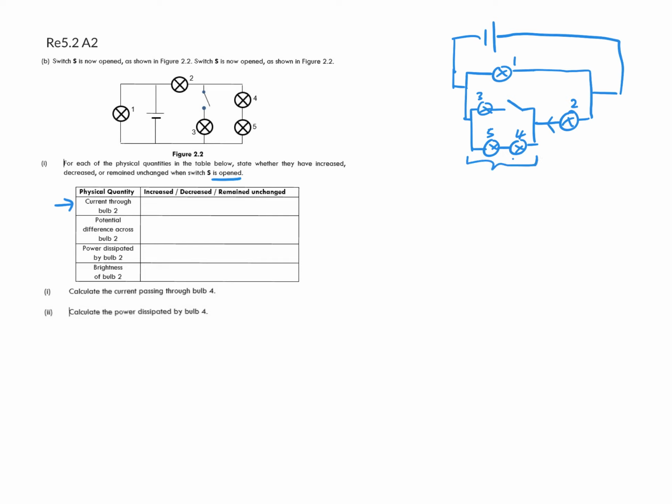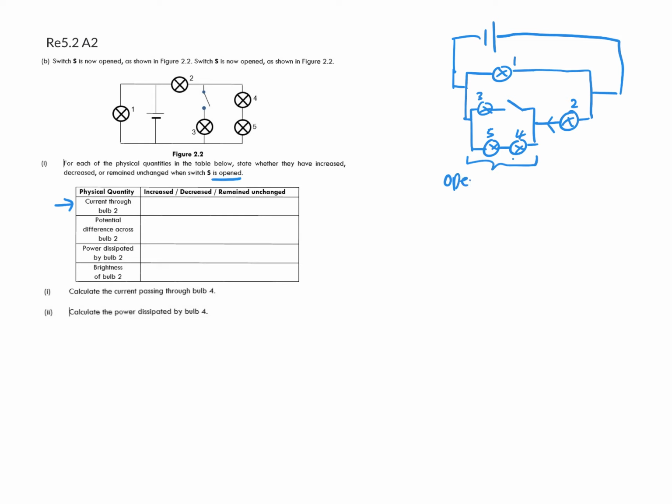Now, we all know the premise. As we add more components in parallel, we lower the effective resistance of the parallel branch, right? So once we open this switch, the parallel branch will disappear. Bulbs 4 and 5 will be connected in series with bulb 2. So this means the opening of the switch.